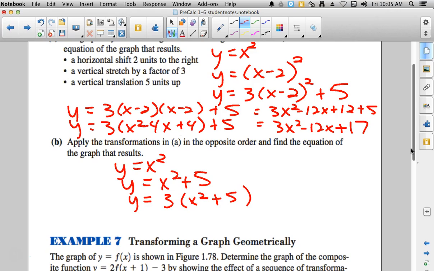What's next? Yeah, we need this horizontal shift 2 to the right. Almost immediately you can see we're not going to get the same thing. We're just not. Because now we do all this math first, and then we multiply by 3. And oh, we're not doing too bad, are we? 33?